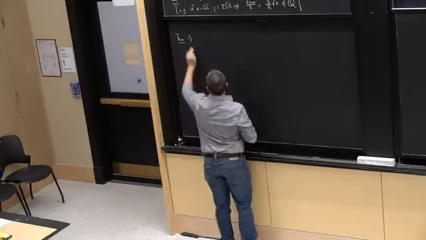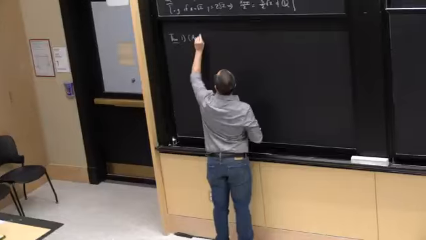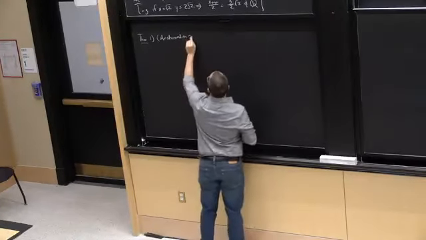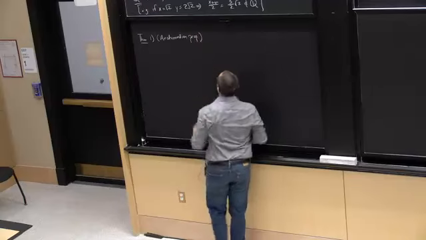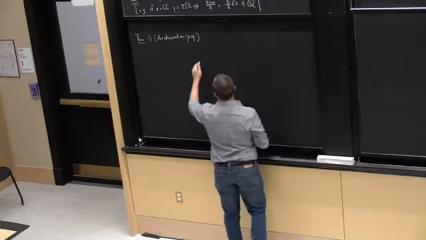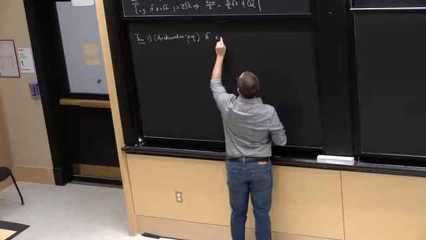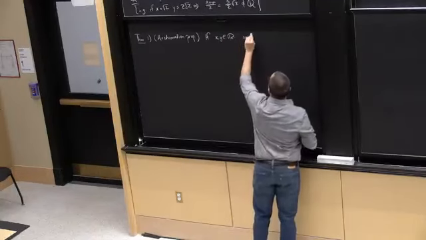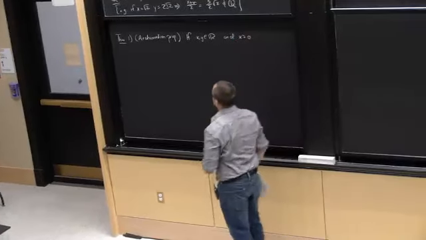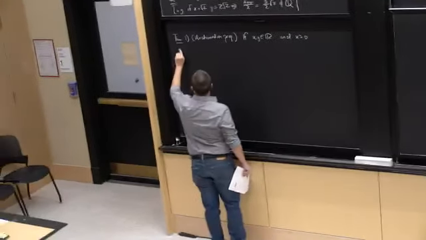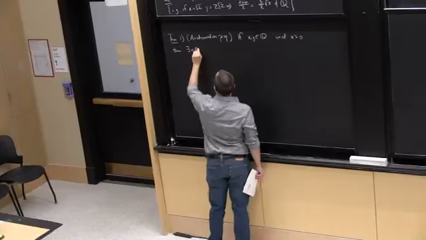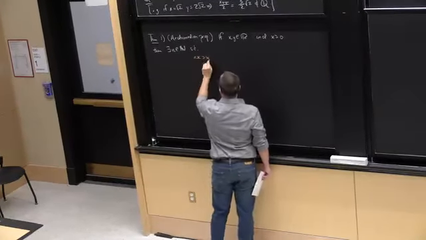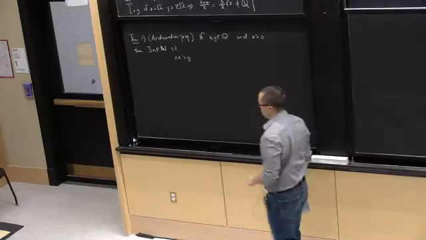So, theorem. This has two parts. The first is called the Archimedean property of R. The statement of this is: if x and y are in R and x is positive, then there exists a natural number n such that nx is bigger than y.